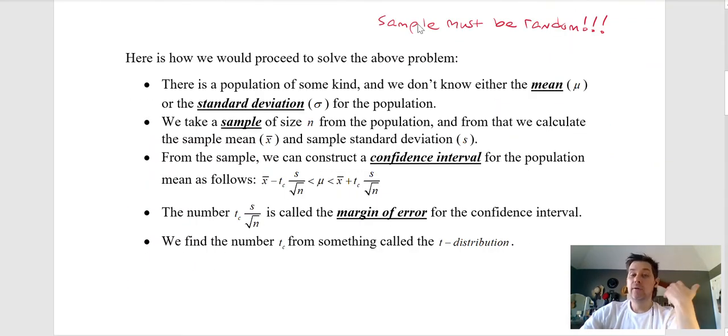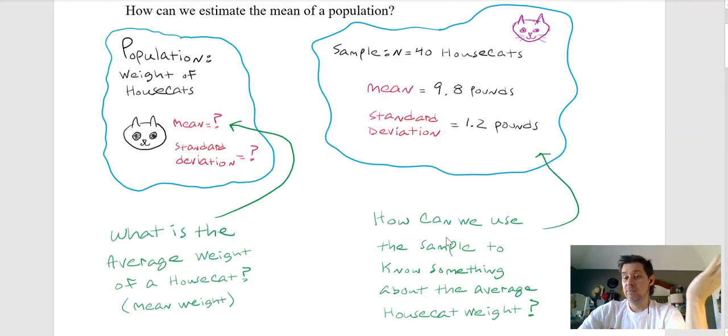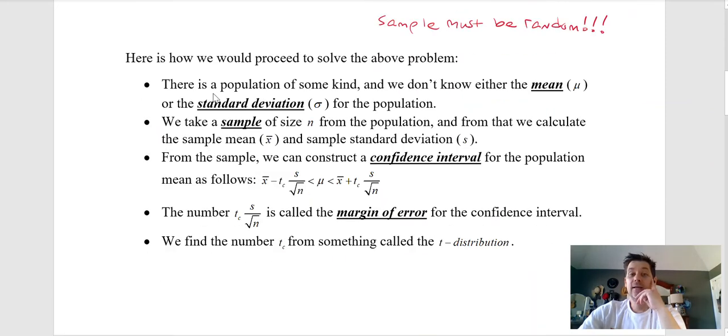Now, I wanted to give you an outline of how we solve that problem, because so far I've just told you what I want to do. I want to find out the mean weight, the average weight of a house cat. Here's how we do this in the situation when there's a population that we're studying and we don't know the mean of the population, which is signified by the Greek letter mu, or the standard deviation of the population, signified by the Greek letter sigma. Okay, now let's pause for a second.